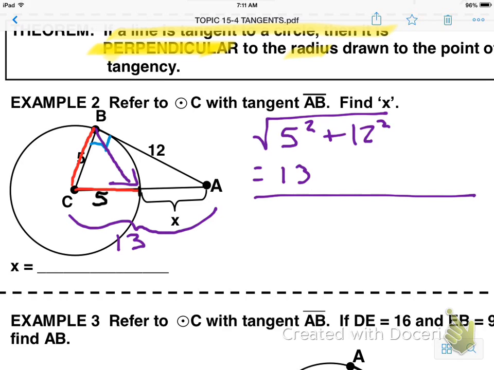Our goal is to find the length of X. So if the entire length of AC is 13 and the radius is 5, then the distance of X is 8. Again, Pythagorean's theorem is what we're going to use to get through this unit.